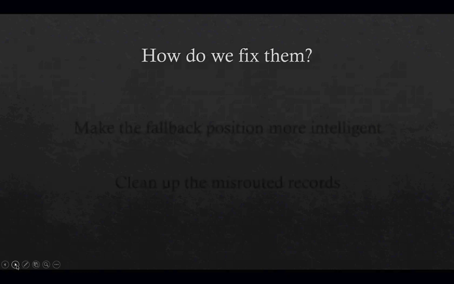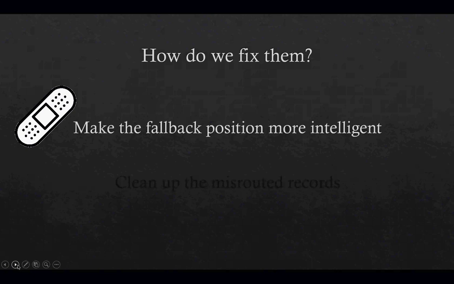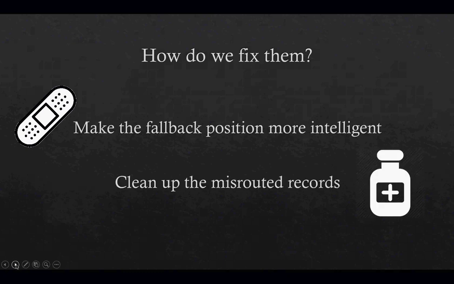So how do we fix them? Well, first we have a Band-Aid, and then we have a cure. The Band-Aid is to try and make that fallback position more intelligent. And that's something that the Council is working with AT&T on right now. But there's also a cure, and for that we need your help. The cure is to actually clean up those misrouted records.